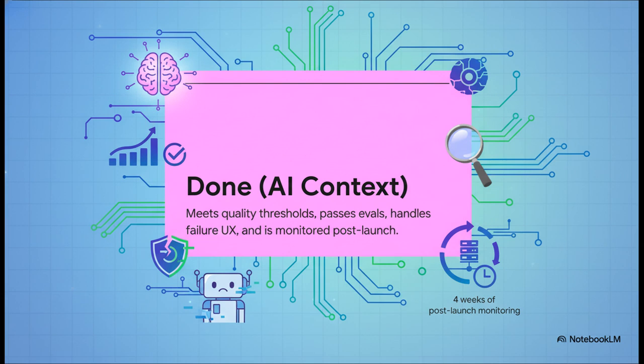Now, you might be wondering, why exactly 4 weeks? Because of model drift. Traditional code is static, but an AI model in production interacts with highly unpredictable, messy user data in the real world. It might perform perfectly in the lab and completely fall apart in week 3 of the wild. Redefining done to include this rigorous monitoring phase is what prevents silent degradation.